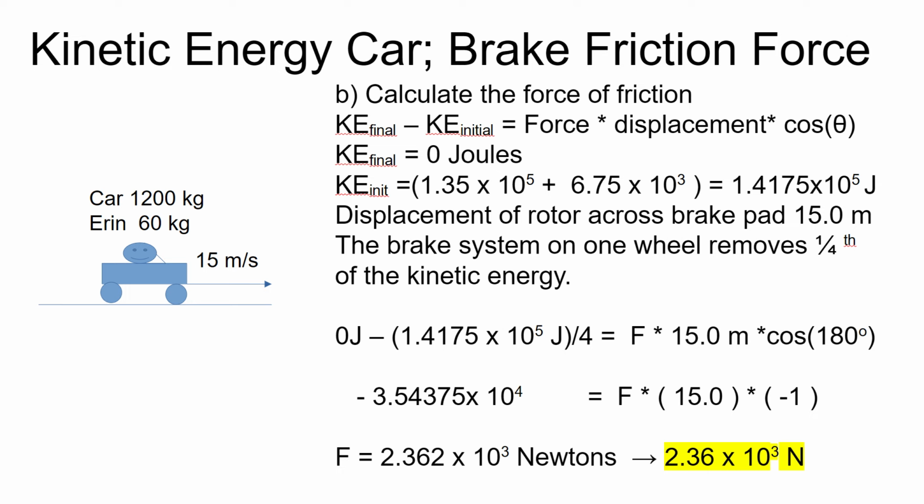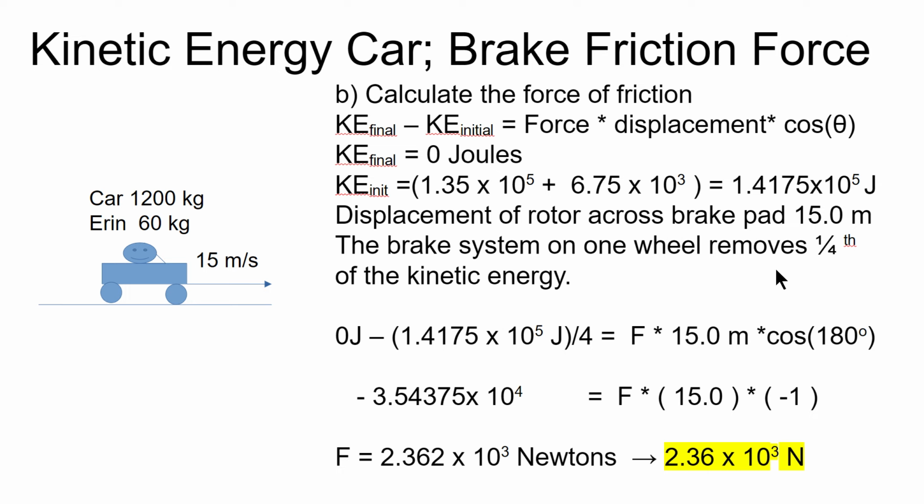Now, what about the force of friction? Well, again, the change in kinetic energy is equal to the work done by friction. The final kinetic energy is 0. We want to come to rest. Our initial kinetic energy is the kinetic energy of the car plus the kinetic energy of the person in the car. We calculated those earlier, so we sum those together. This is the total kinetic energy of the system. The displacement of the rotor is 15 meters, so I've got a number to put in here. I've got a number for the initial kinetic energy. And cosine of theta, we're going to get a -1 for that, so the minus signs will agree.